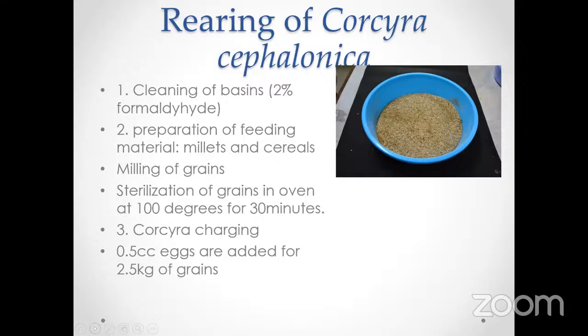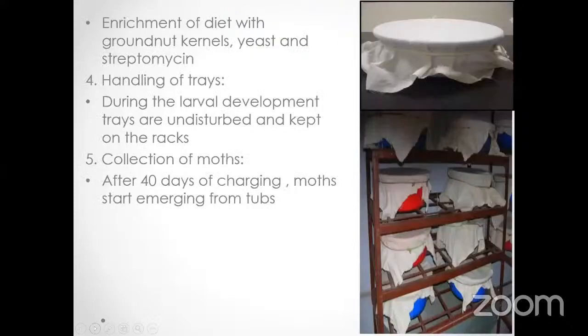Meanwhile, we may face the problems of fungus attacks. So for that purpose, we need to reduce the moisture by drying the grains under the sun or in the oven at 100 degrees centigrade for 30 minutes. After that, we will add the eggs in that.